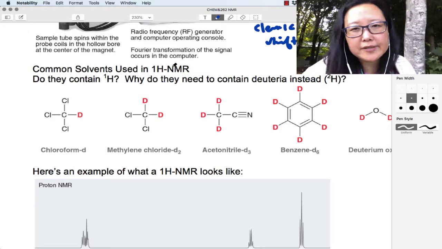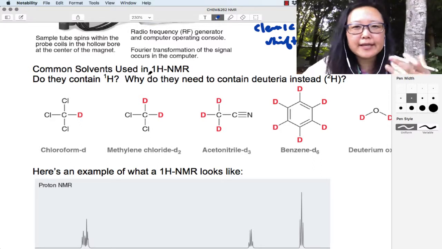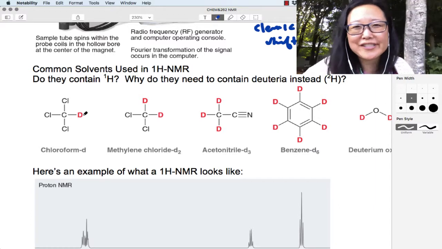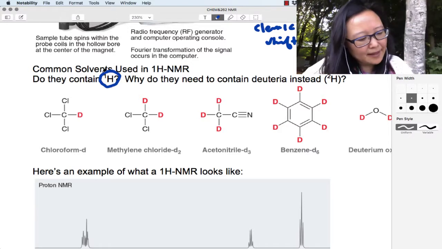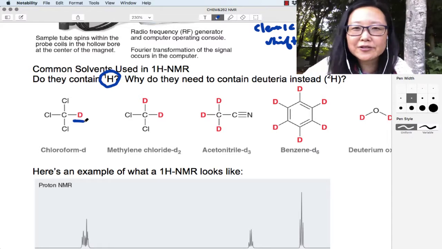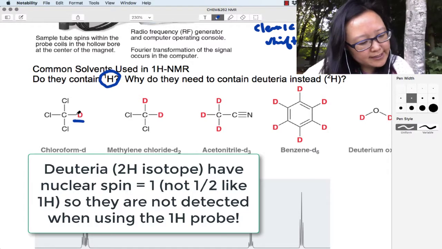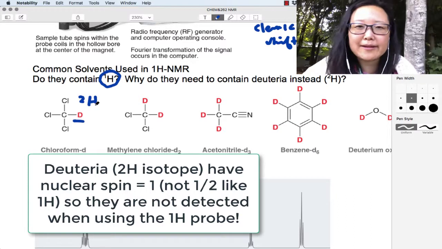Common solvents used in NMR to get samples in solution form cannot contain the isotope that you're studying. Otherwise they'll get picked up and you'll see signals for the solvent, and usually you're not interested in that. So for example, if we're using proton or H1 NMR, we call it proton NMR by the way, then we want to make sure we don't have hydrogens. Deuteria are used instead, and they are a type of hydrogen, but they're not the same as hydrogen-1.